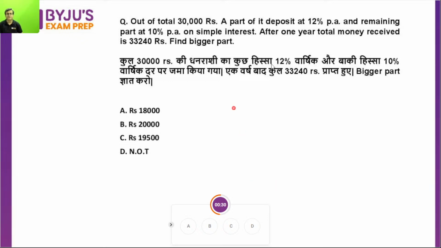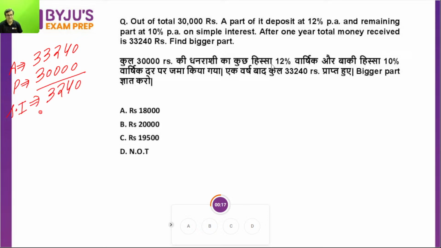A option is right. Very good. Let's come to this question now. The principal, the money deposited, is 30,000 rupees. It will become 33,240 rupees. This is the amount. This is the principal. What about simple interest? 3,240. 33,240 is the amount. Principal is 30,000. So simple interest will be 3,240 rupees. I think this is clear.